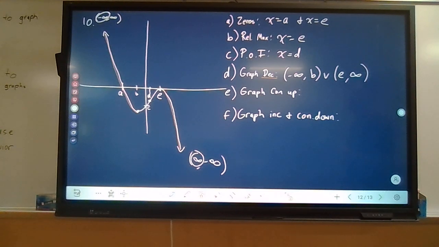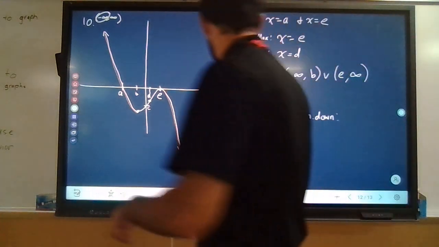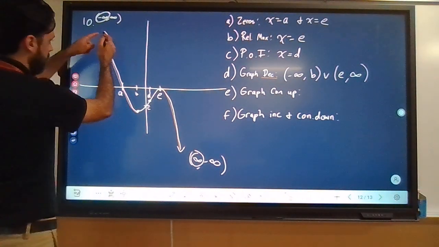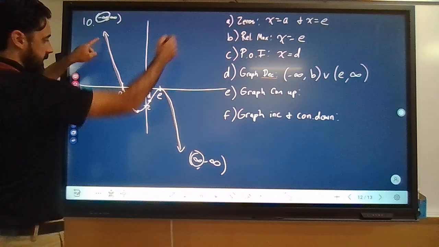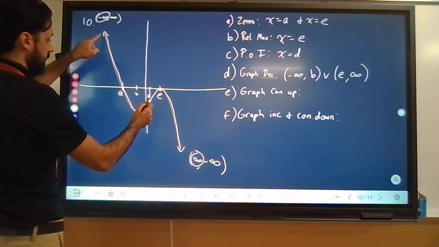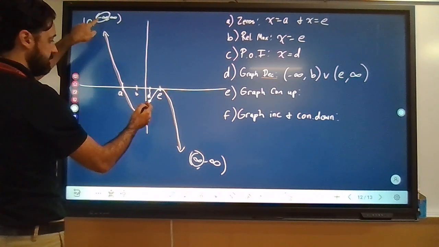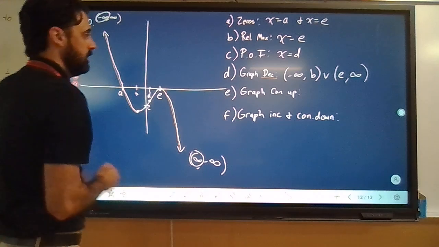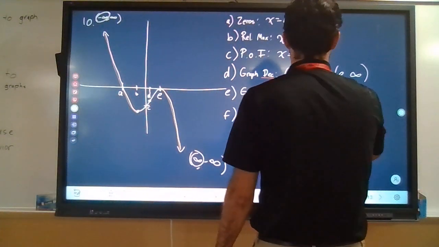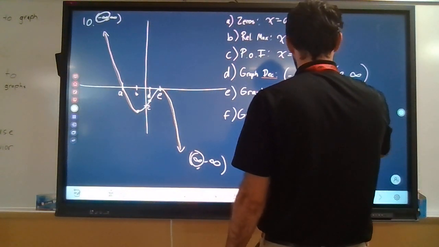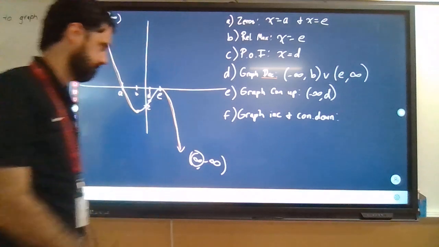Now, when's the graph concave up? Well, we talked about this a little bit earlier, that this graph is starting off opening up, but it stops right here, okay? And so the x coordinates would be from negative infinity to d when this graph is concave up. Negative infinity to d for our answer there.